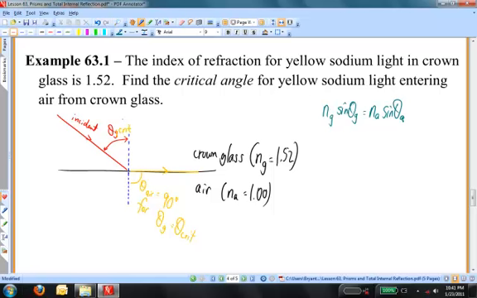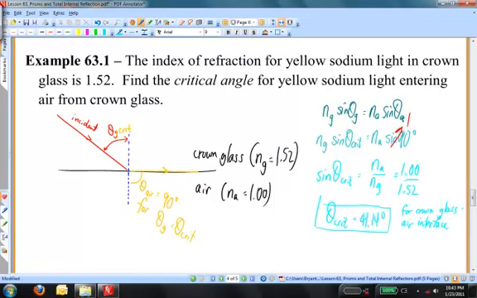Let me substitute the fact that theta glass is going to be the critical angle and theta air is 90 degrees. And we recognize that the sine of 90 degrees is equal to 1. So we can solve that equation for the critical angle. And now let's put in the numbers and figure out what the angle is. I get that the critical angle is just over 41 degrees.